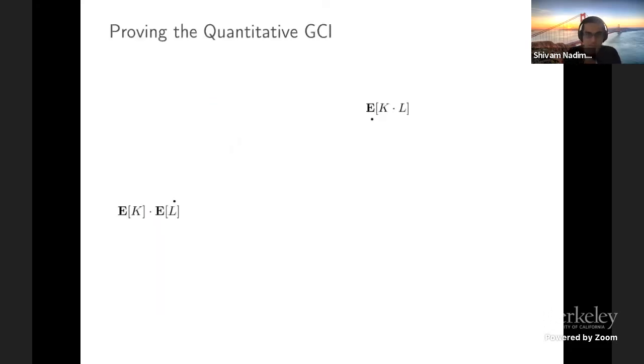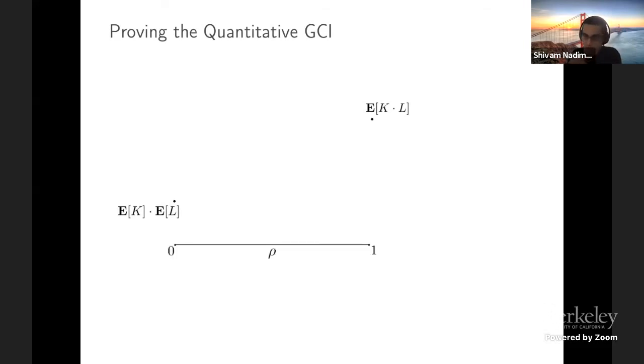So returning to the quantitative correlation inequality that we prove, suppose K and L are two symmetric sets. We know that the expectation of K times L is greater than the expectation of K times the expectation of L because of Royen's inequality. And what we do is we actually interpolate between these two quantities. There's a natural way of doing this by starting with the quantity on top and adding noise to one of the two functions. And you eventually add enough noise that this noisy version of, say, K becomes independent of L, and this expectation splits into the expectation of K times the expectation of L.